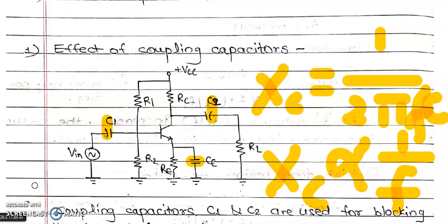And here again there is a phase shift introduced by the amplifier circuit. There is a 180-degree phase shift between the input and output, and in this way these coupling capacitors affect the voltage gain of the amplifier at the lower frequency region.